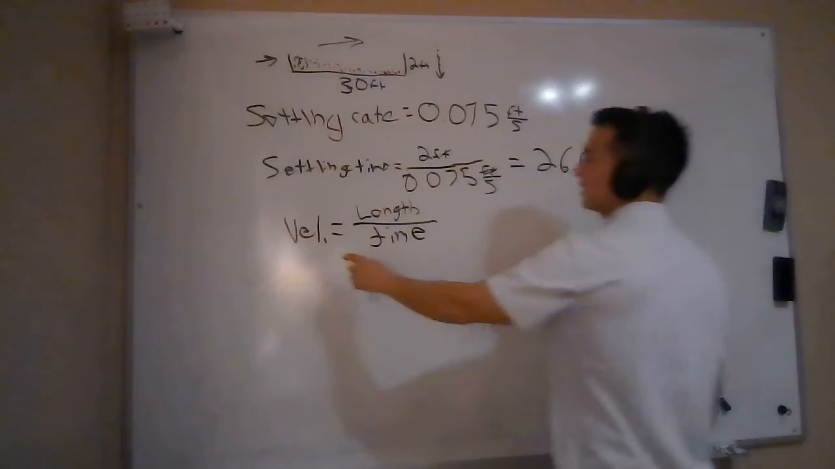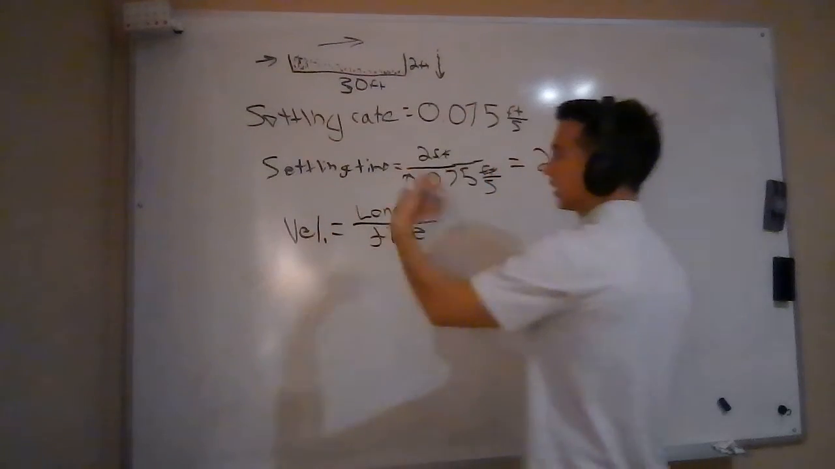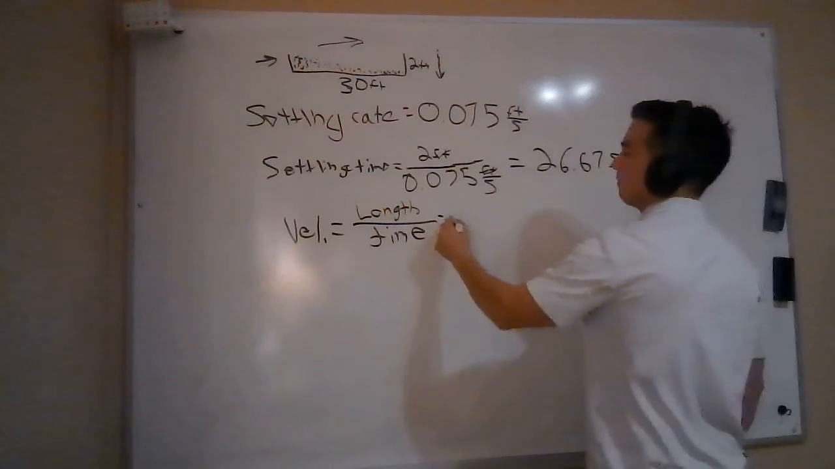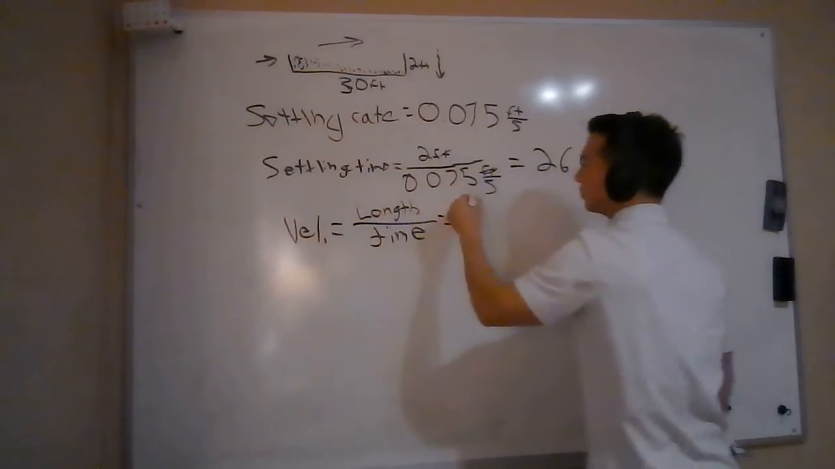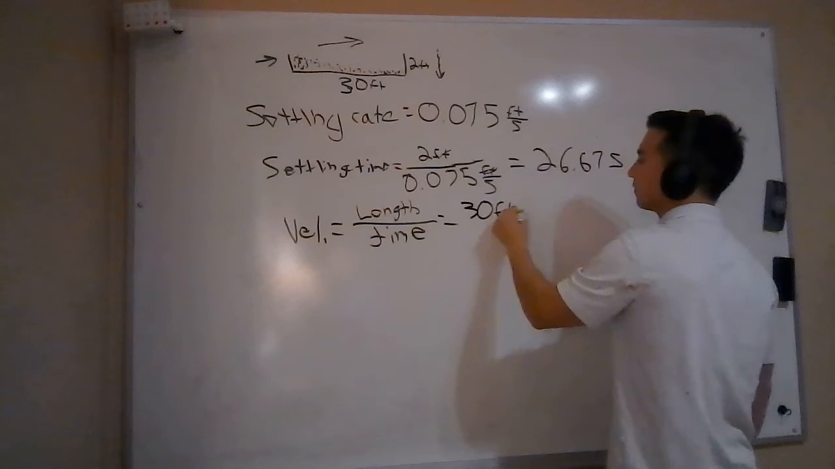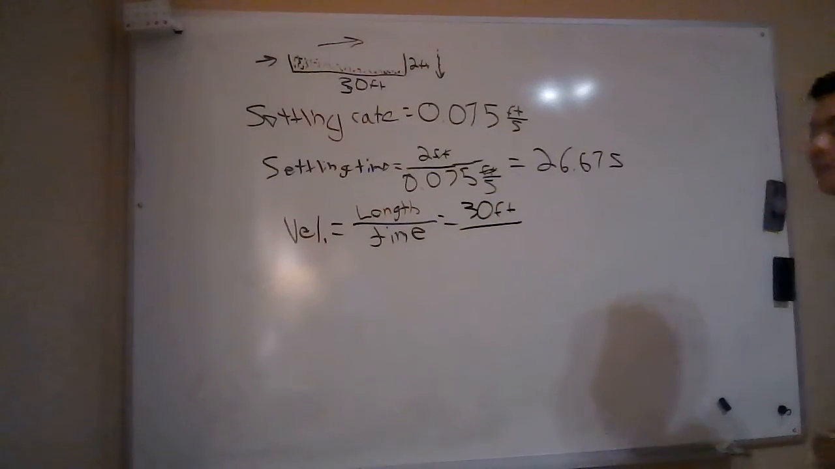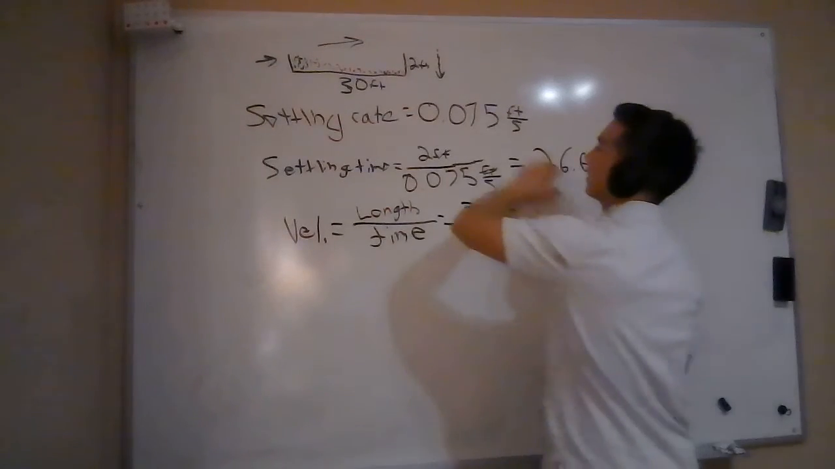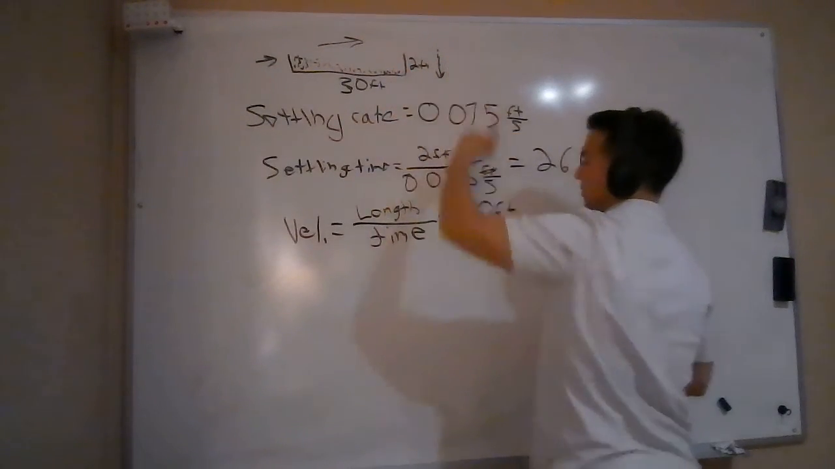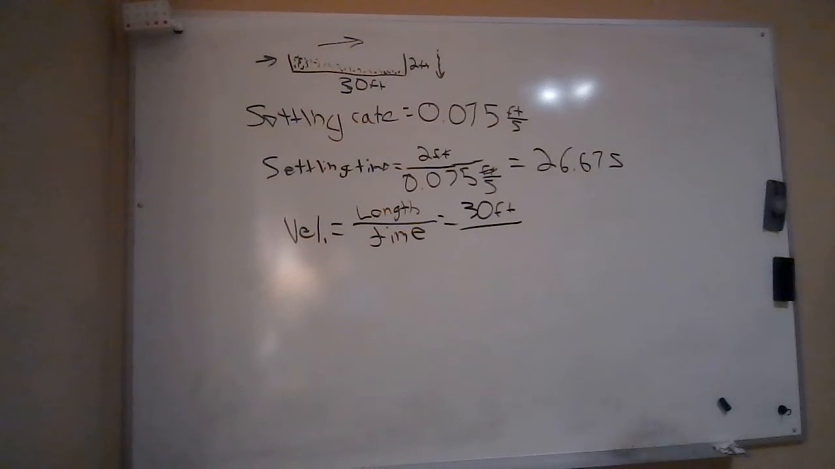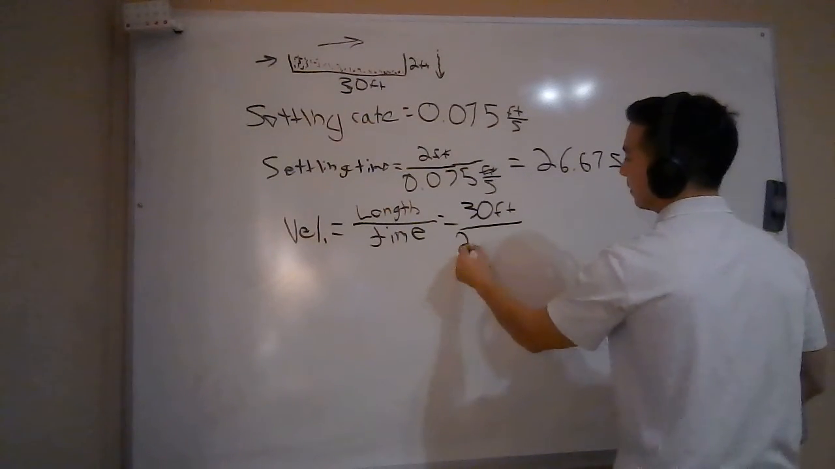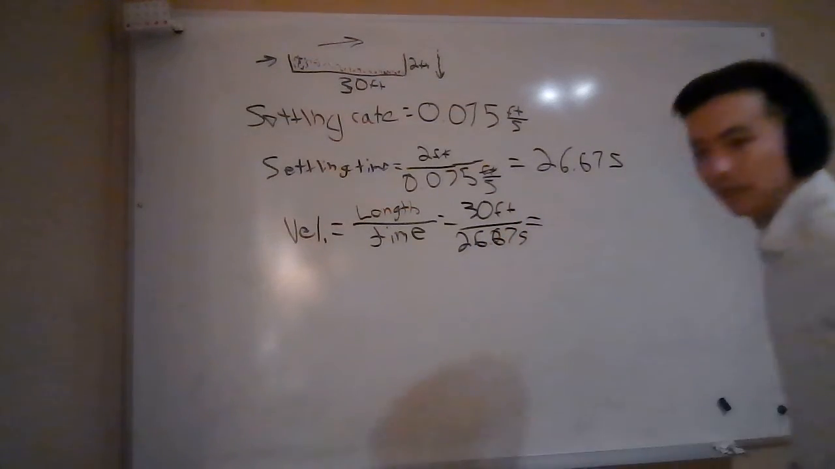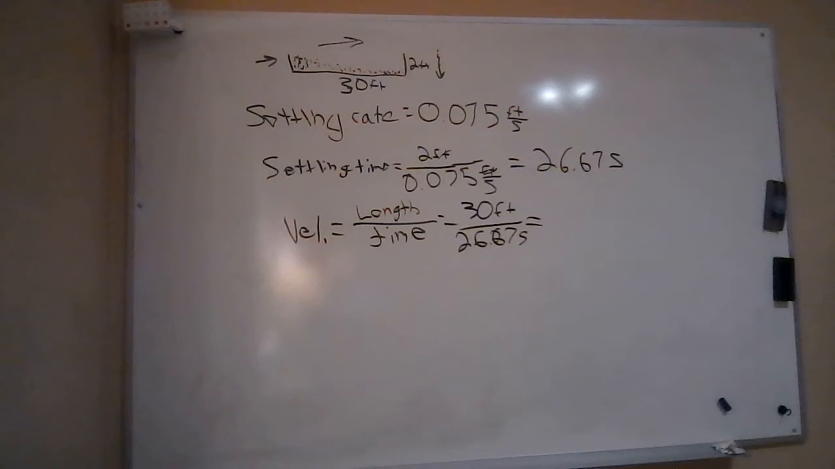So in this case, velocity, right, is the length over time, just like we've done in any of these, right? The length in this case that we care about is the length of our channel, which is 30 feet. The time that we care about is we need water to spend at least 26.67 seconds in our channel in order to settle out all that grit from very top to very bottom. So that is our time component, 26.67 seconds.